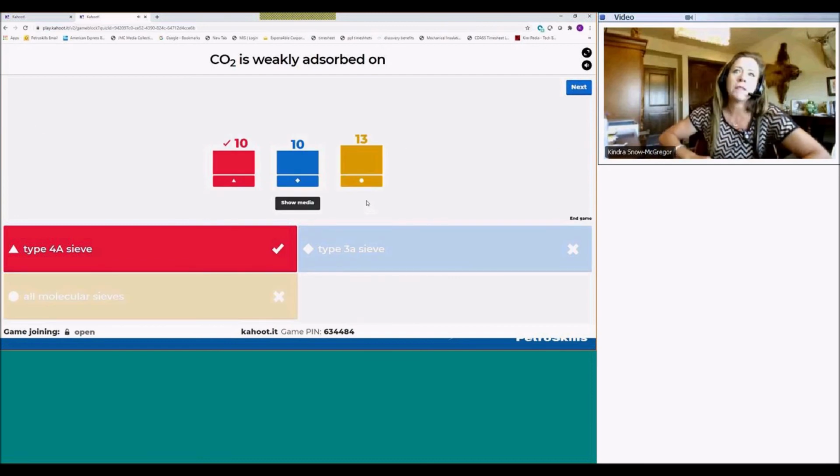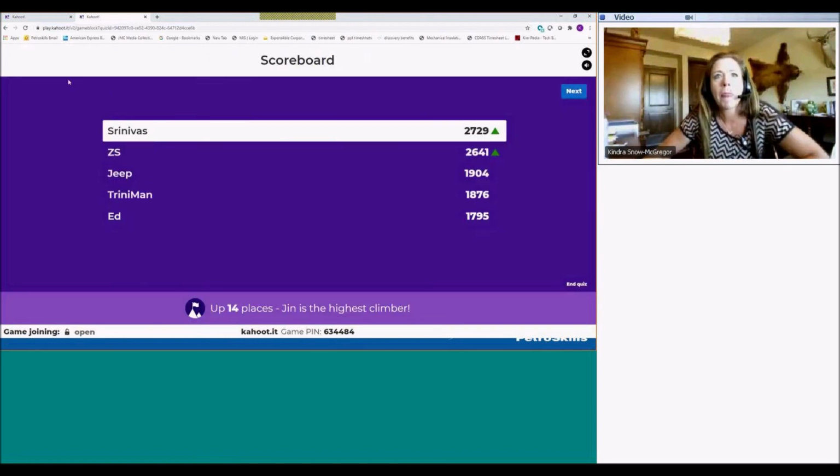All right, nice job. So here's the deal. CO2 can only absorb onto a molecular sieve that has a pore opening that's large enough to accept it. And so CO2 can go into a 4A sieve. It's too large to fit into a 3A sieve. And so part of your molecular sieve selection really depends on what's in your gas and what you are trying to achieve in your unit. So nice work, everyone. Srinivas is now in the lead, followed by ZS.